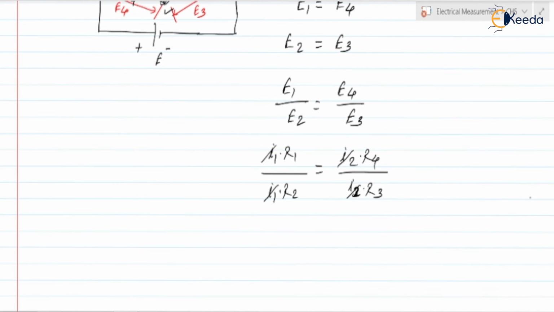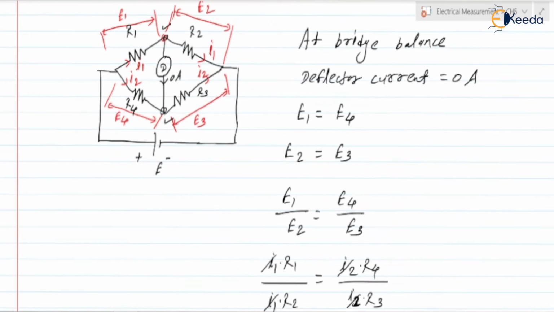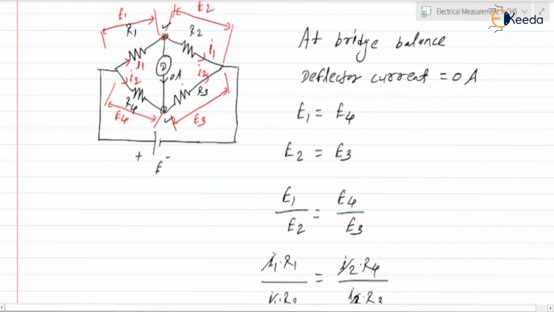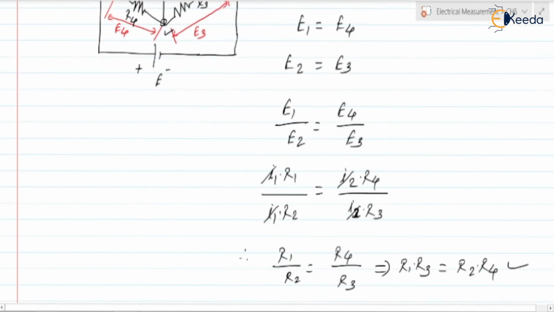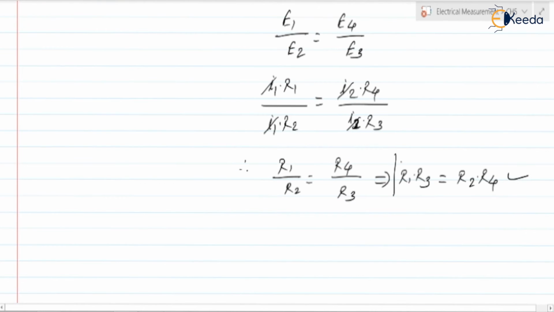So now can we write it as, therefore, R1 upon R2 is equal to R4 upon R3, and this indicates R1 R3 is equal to R2 R4. So please note the point: at bridge balance, R1 into R3, that is the product of opposite branch resistors, should be equal to R2 into R4. Opposite branch resistors. So this is the condition for bridge balance.